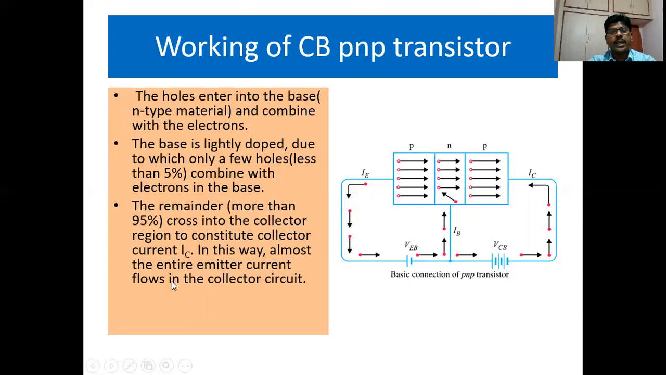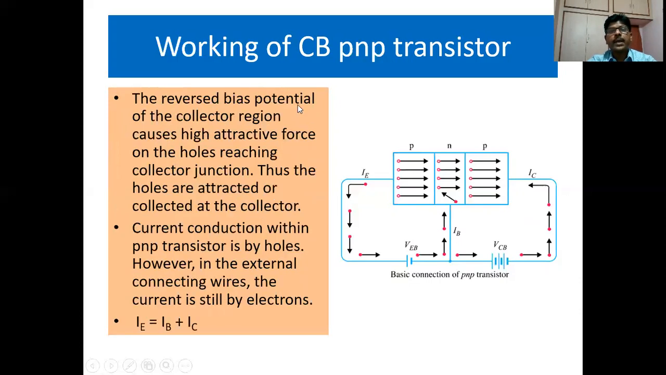In this way, almost the entire emitter current flows into the collector circuit. The reverse bias potential of the collector region causes a high attractive force on the holes reaching the collector junction. Thus, the holes are attracted or collected at the collector. Current conduction within the PNP transistor is by holes. However, in the external connecting wires, the current is still by electrons. Once again, IE is equal to IB plus IC. So in this lecture, we have seen the working of common base NPN and PNP transistors in normal mode.